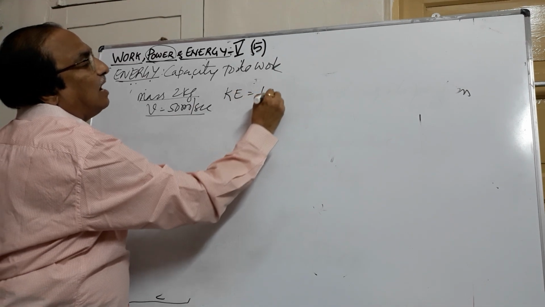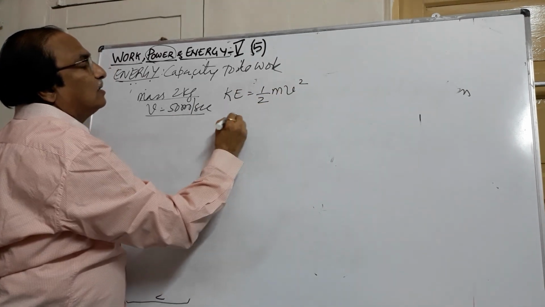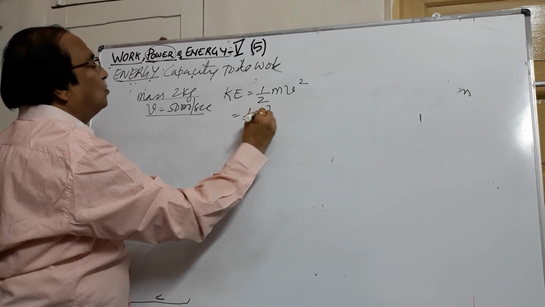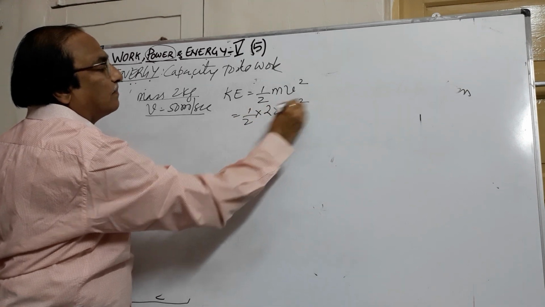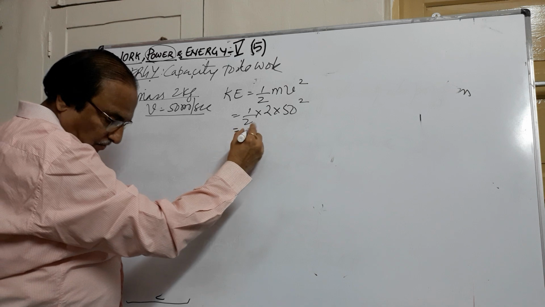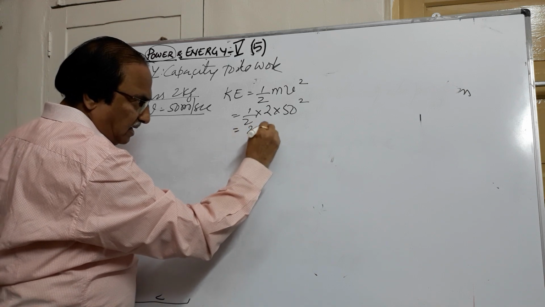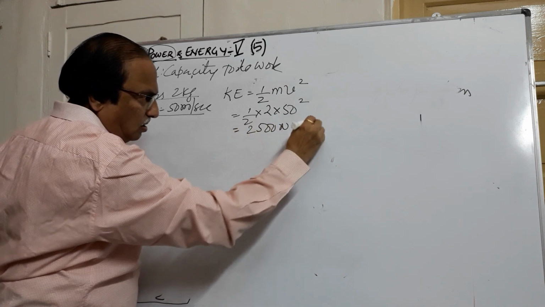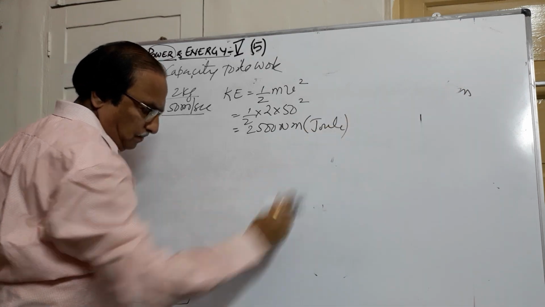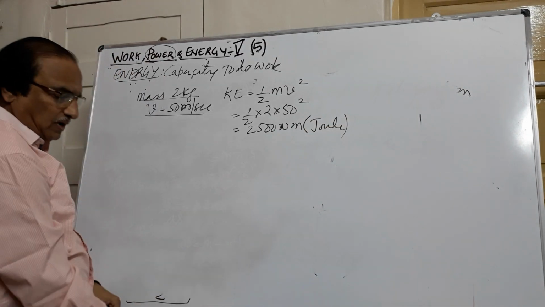Kinetic energy is half into m v square. So this will be half into 2 into 50 square. If you simplify this, the value will be 2500 Newton meter or joule. So this is a very simple example that we have seen.